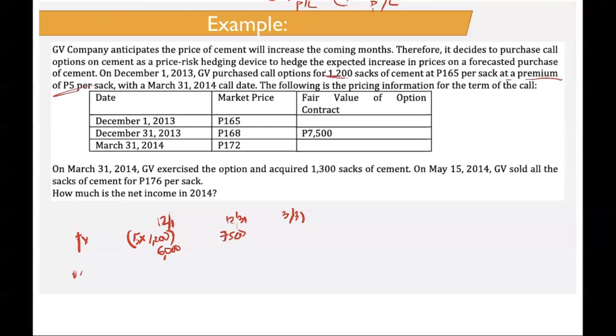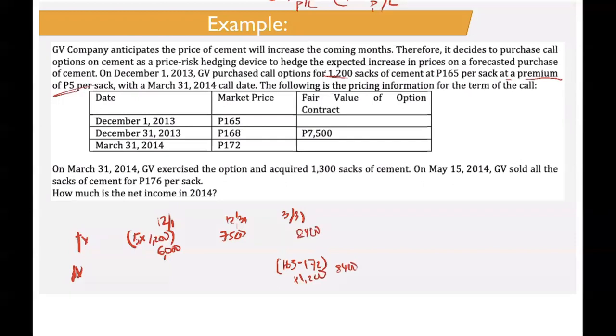And then the intrinsic value at the end of March 31 is also your March 31 fair value. So how do we compute? Strike price, which is 165, and the current price or spot rate 172, multiplied by the number of stocks, 1,200. So we have here 7 times 1,200, 8,400.